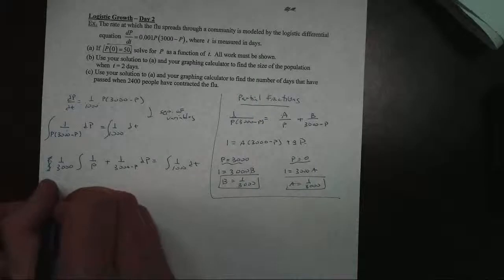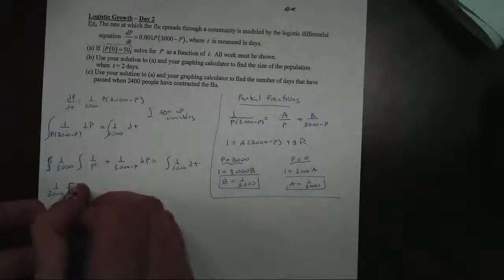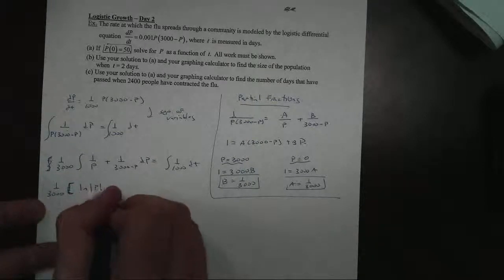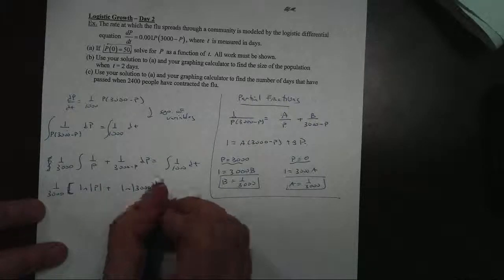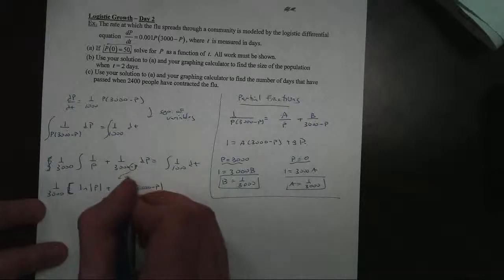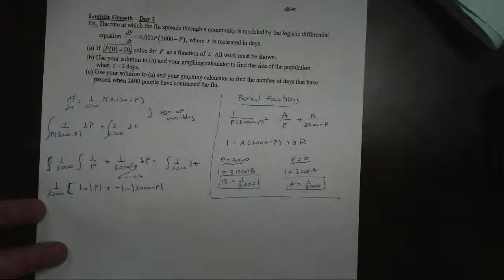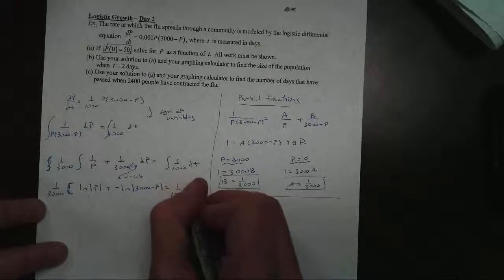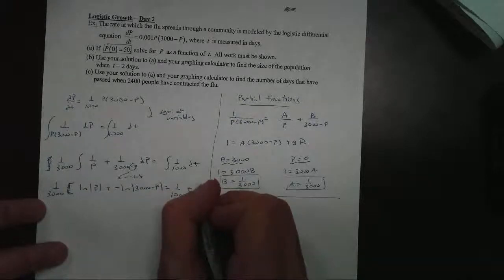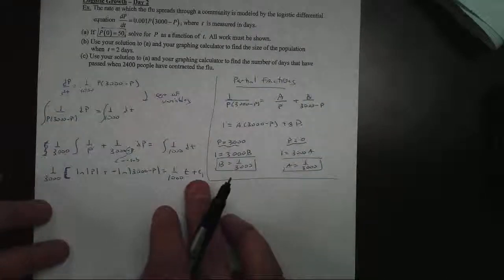When I now integrate, be very careful. We get 1 over 3,000 times the natural log of P plus the natural log of 3,000 minus P. But be careful, there's a u substitution in here, so that really becomes a negative on the outside right there. And that's going to equal 1 over 1,000 t plus C1. Now don't forget the constant, that's C1, otherwise the AP won't give you any credit after this.